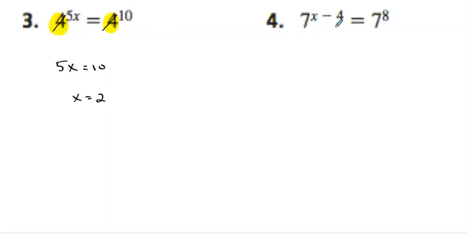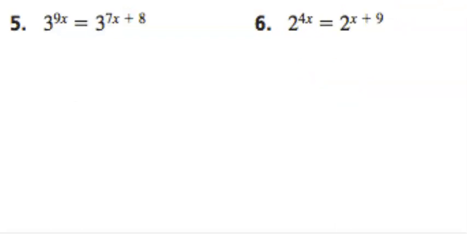So here's another example, number 4, okay? So again, you have the same bases, 7 and 7, and the exponent here is x minus 4, and the exponent here is 8, so when does x minus 4 equal 8? Well, when x is equal to 12. Done. Piece of cake. You got this.